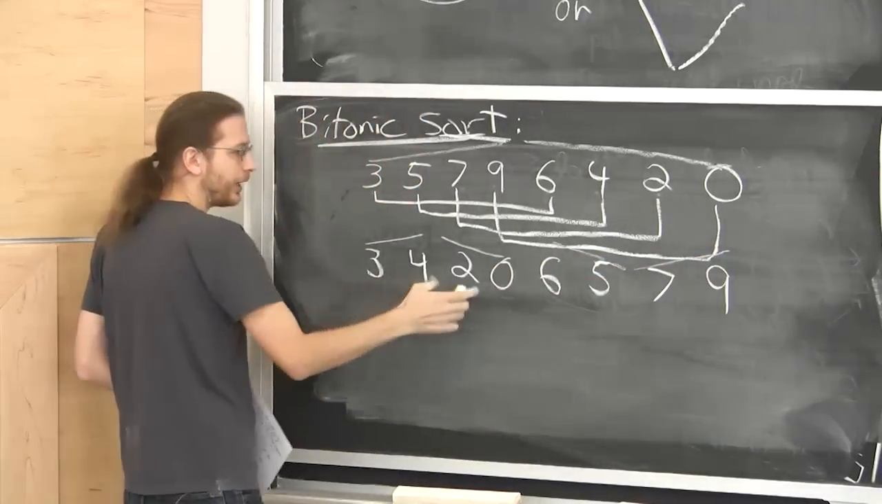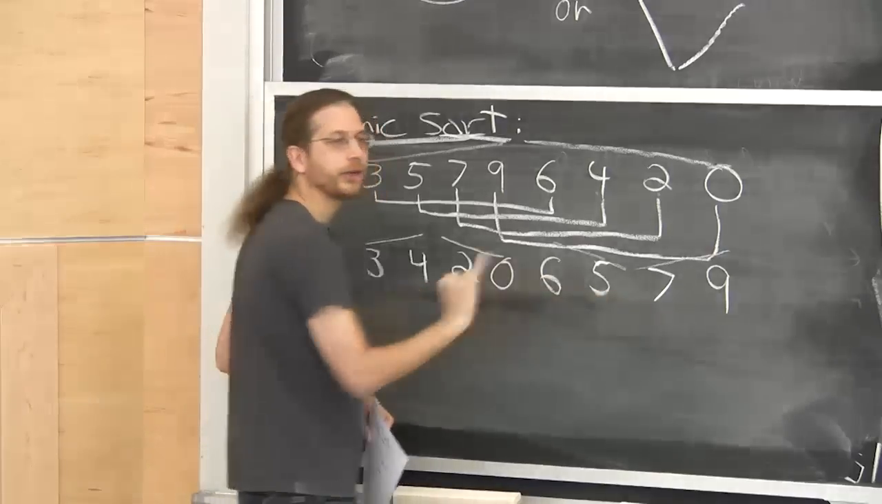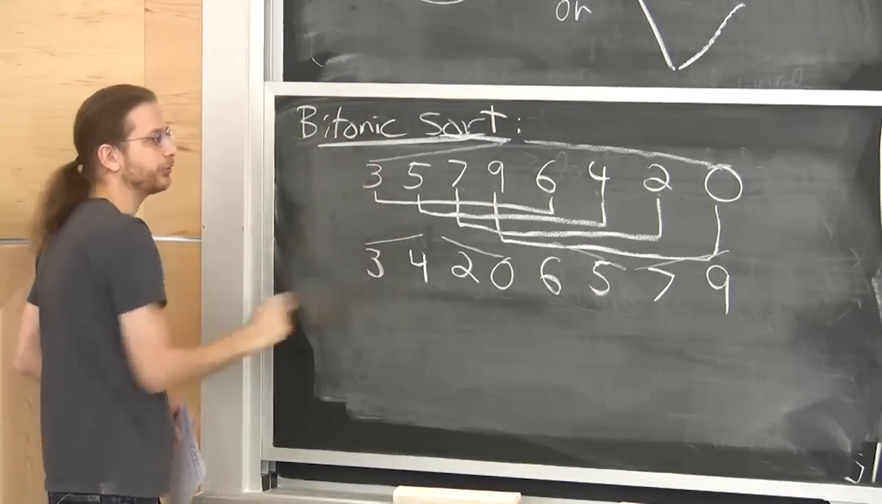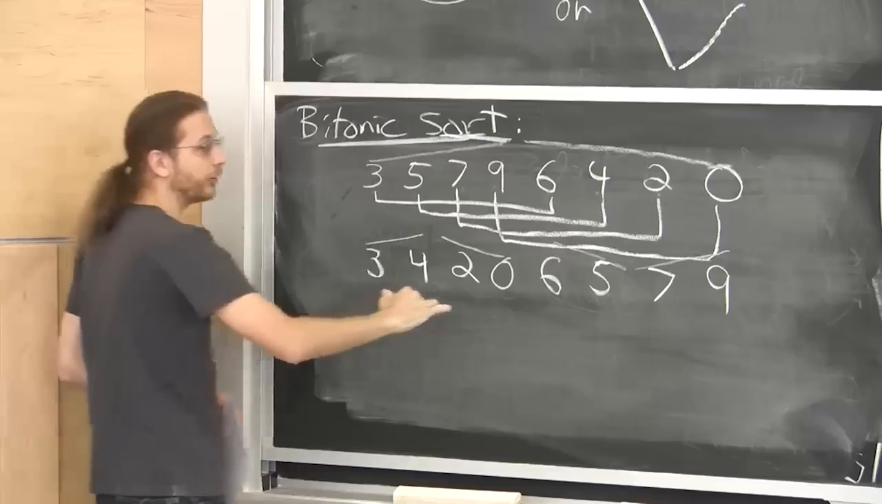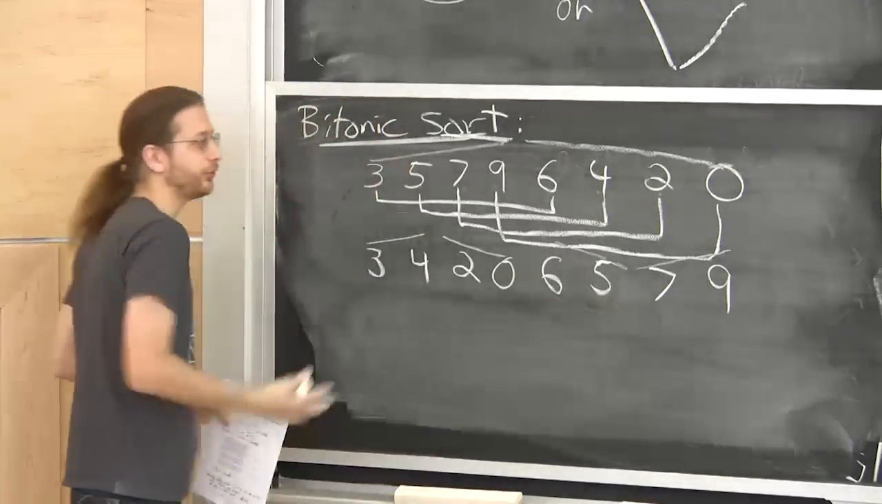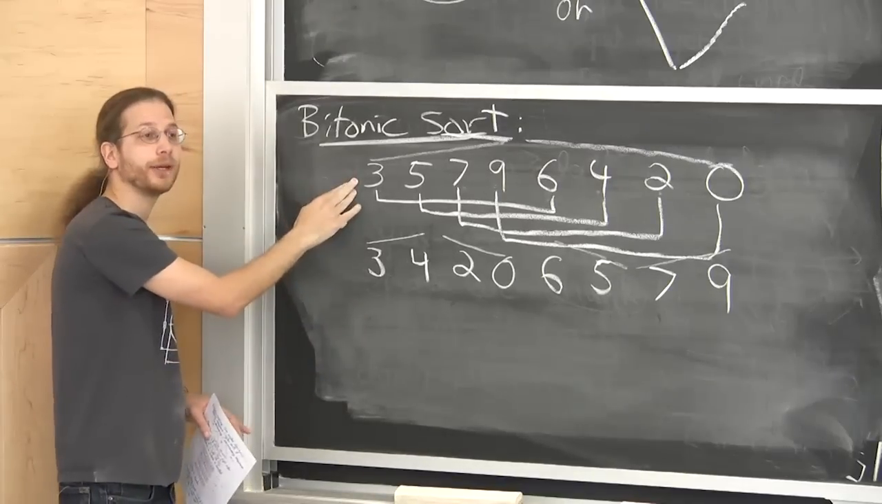But if you look at the left half or the right half, they are still bitonic, and that's an invariant. Bitonic will be preserved here. Also notice all the elements in the left are smaller than all the elements in the right. That's not true for an arbitrary sequence, but it will be true for a bitonic sequence.